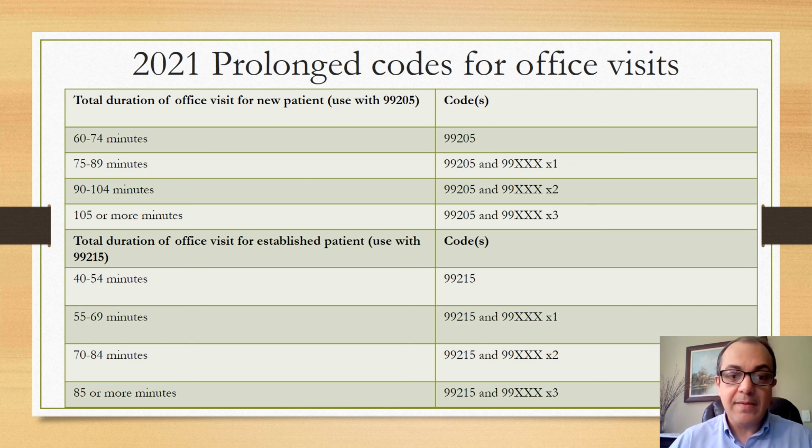So the same idea applies for established patients. Every 15 minutes above level 5, which is 99215, every 15 minutes beyond that gives you a unit of 99xxx. Let's clarify by seeing more slides about the same topic.